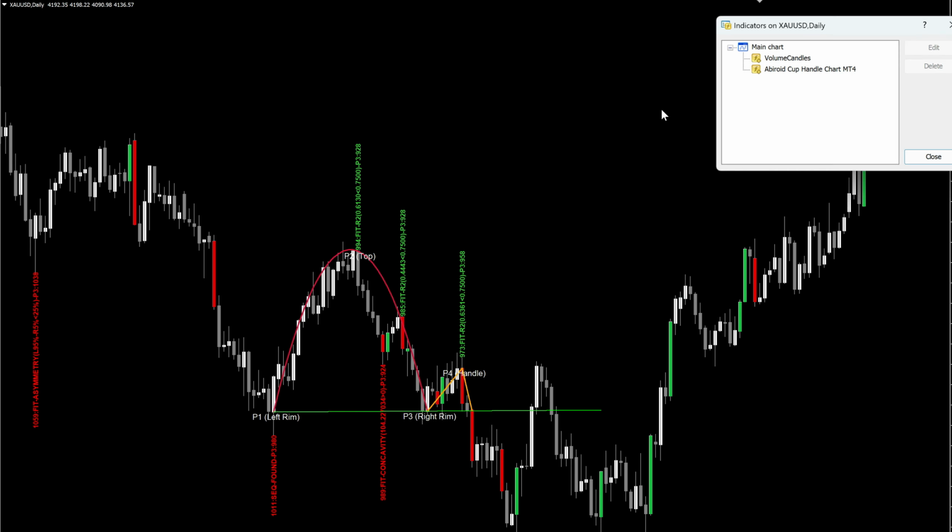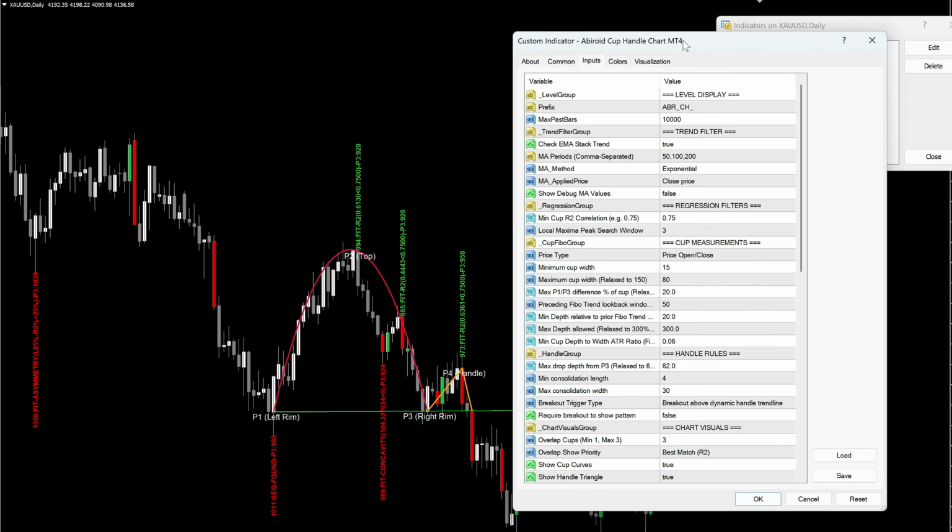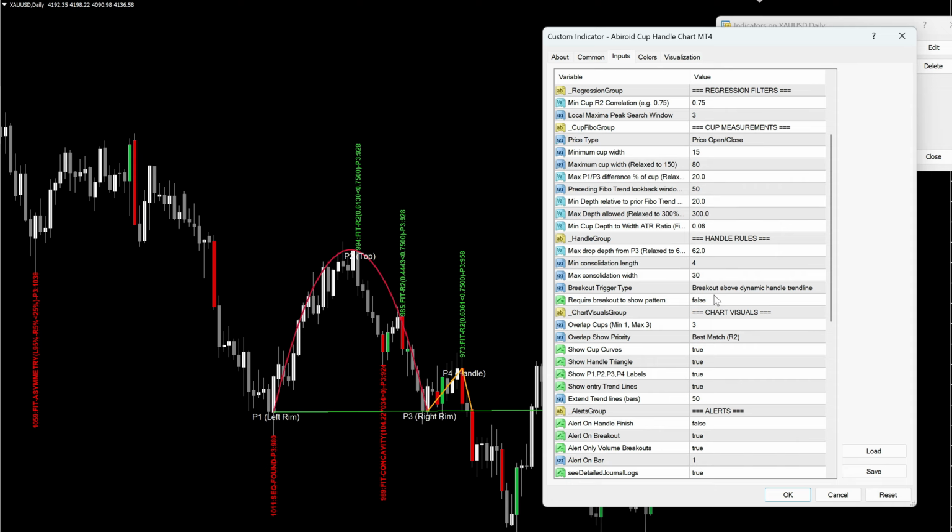So if you sometimes want to be prepared early on while the pattern is still forming, you can set that to false. If you set it to true, then it will wait for the full pattern to form and wait for this breakout bar, and it will only show you the pattern after that. But if you set this to false, then it will show you the pattern prematurely, before it has fully finished, so that you could be prepared.